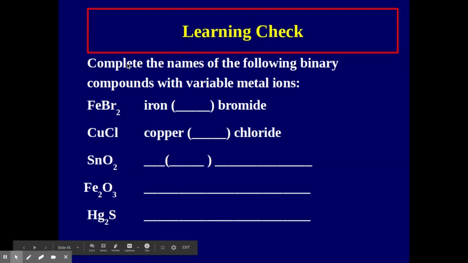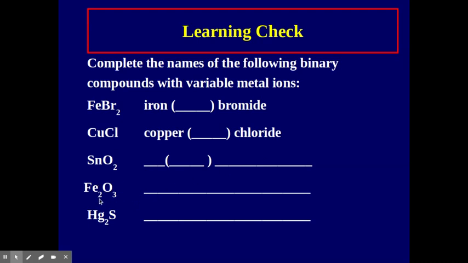Complete the names for the following binary compounds with those transition variable metal ions. So take a second, figure it out. We'll do a couple together, and then we'll save the rest for when we're in class. So there's 2 bromines here. Each bromine is a -1 charge, so this must be iron, Roman numeral 2. Copper on 1 chlorine must be copper with a Roman numeral of 1, right? Here's oxygen. Each one is a -2, but there's 2 of them, so you've got a total of 4 negatives, which means this must be tin 4 oxide.